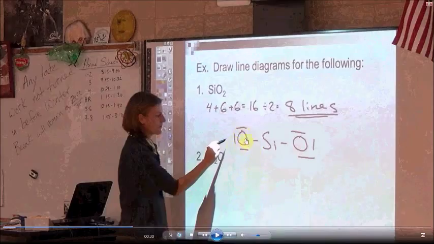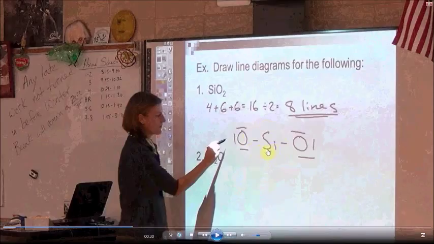So this oxygen is great. It's got 1, 2, 3, and this bonding pair counts as well. 4 lines touching it. Same with the oxygen on the other side, 1, 2, 3, 4 lines touching it, so it's happy. But this silicon in the middle is not stable yet. It only has 2 lines touching it, and it needs to have 4 because, again, lines are pairs of electrons, and that would be our magic number of 8 valence electrons.